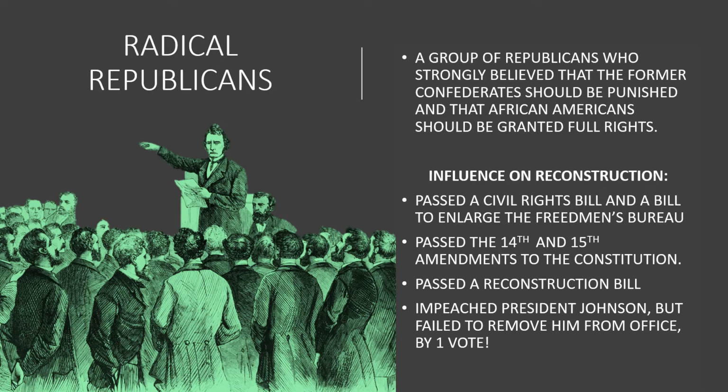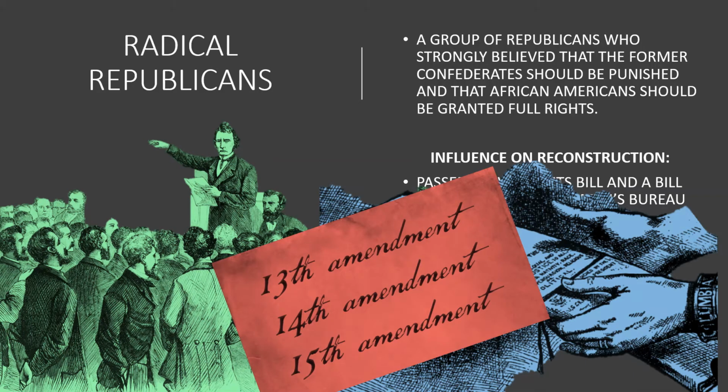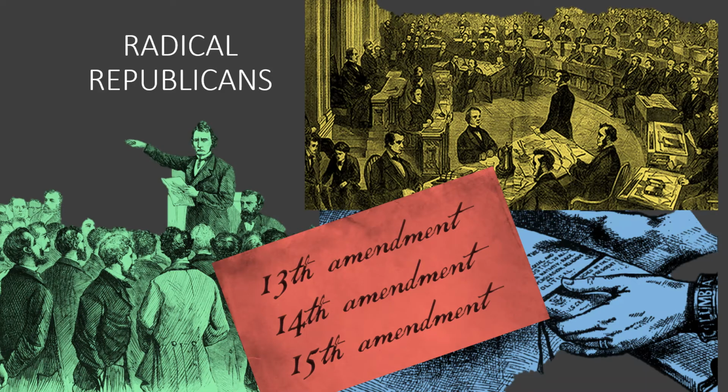Let's review the key contributions and facts for Radical Republicans. Radical Republicans passed a Civil Rights Act to give African Americans civil and political rights. They passed the Reconstruction Amendments 13, 14, and 15 to consolidate the rights of African Americans. They moved to impeach President Johnson, failing to remove him from office by just one vote.